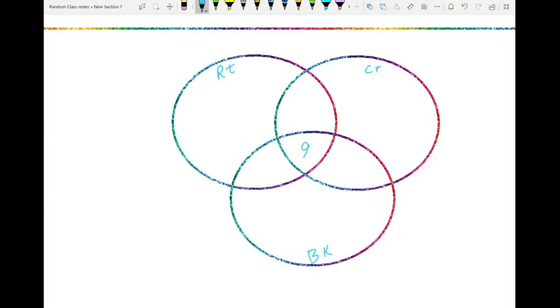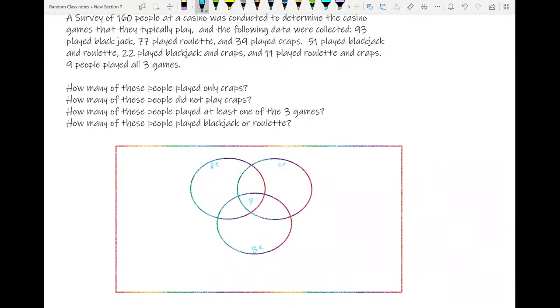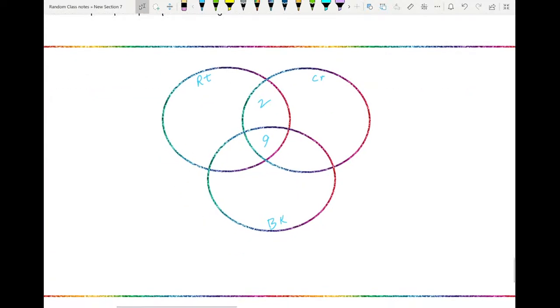Okay, we're getting the answer. Hold on, slow down. Let's look at this part right over here. 11 played roulette and craps. So this is the region we're looking at. 11 played roulette and craps, and I've already used 9 players. How many players do I have left? 2. Do you see that? Let me know if you want me to slow down a bit.